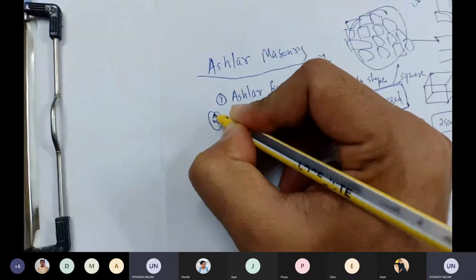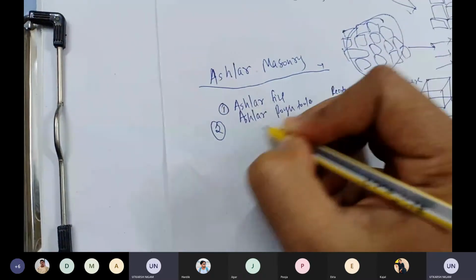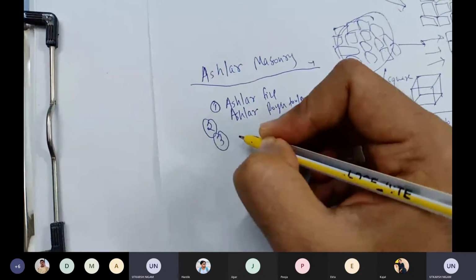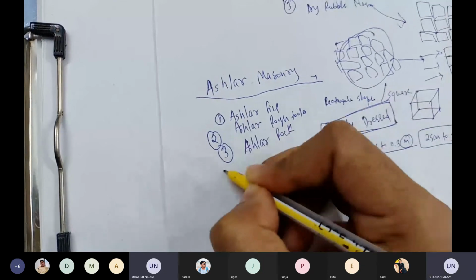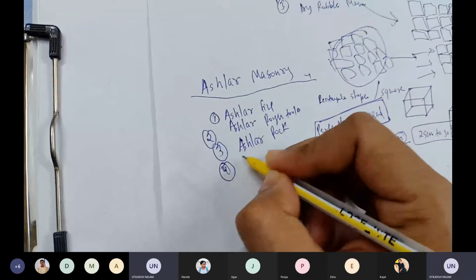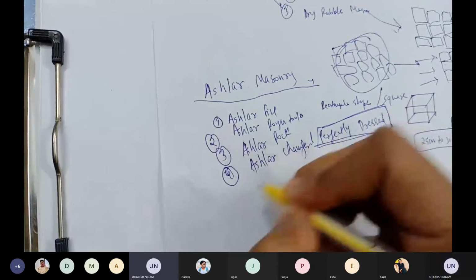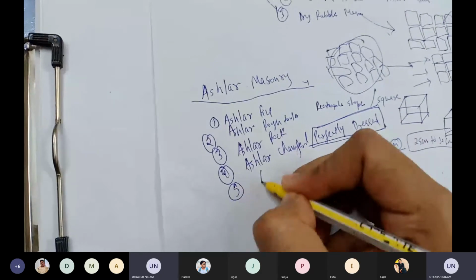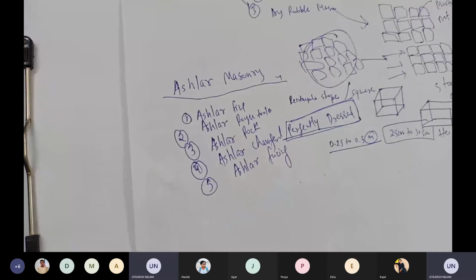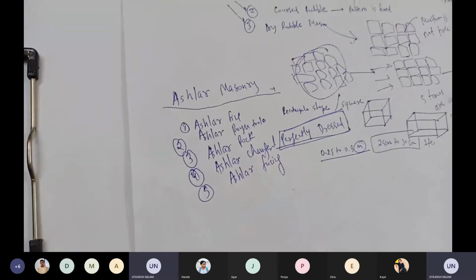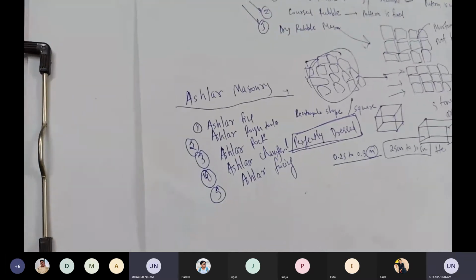Number two, ashlar rough tooled. Number three is ashlar rock. The fourth is ashlar chamfered. Then the fifth type is ashlar facing. So these are the classifications of ashlar masonry. So this is what we can say is ashlar fine.